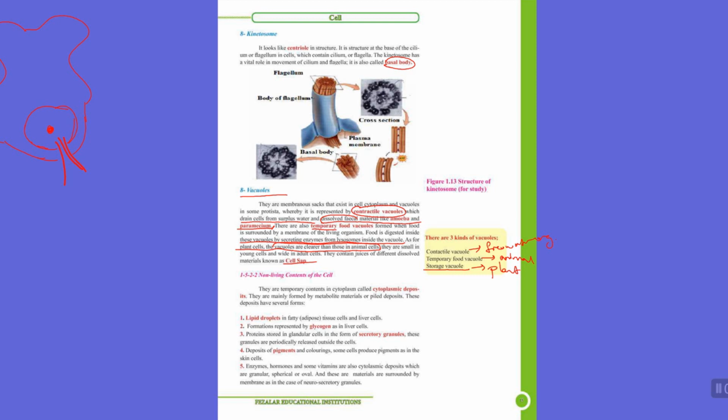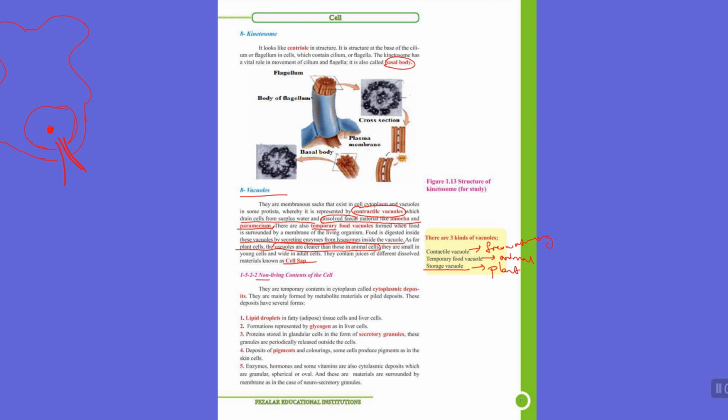Hi friends, with vacuoles we completed the living contents of the cytoplasm, the organelles. What we need to focus on is their location, structure and function. Sometimes we need a comparison between different organelles.